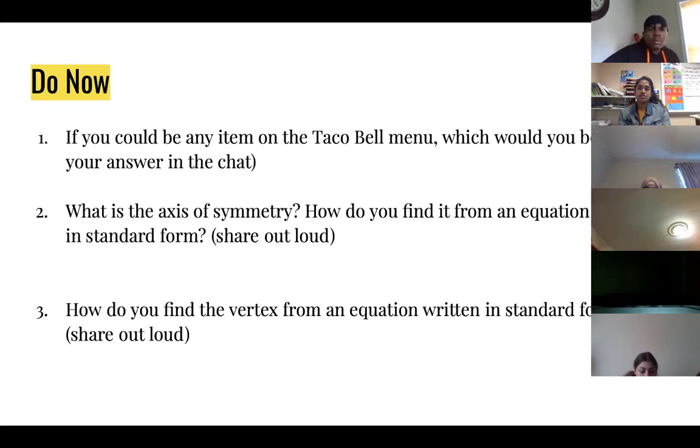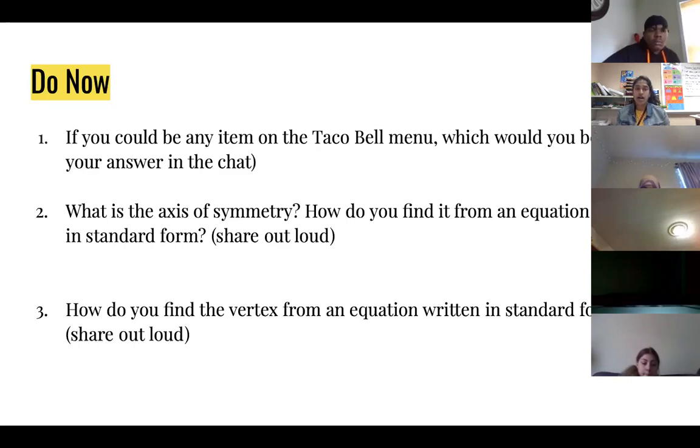What is the axis of symmetry and how do you find it from an equation written in standard form? What do you have for me, Elise? Isn't it the line on the parabola? Mm-hmm. And how do you find it? I don't remember. Remember there's a specific formula to find it. Do you remember what that formula was? No. It's negative b over 2a, negative b over 2a.